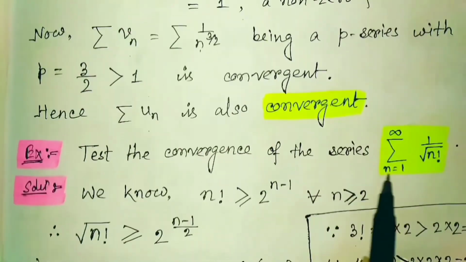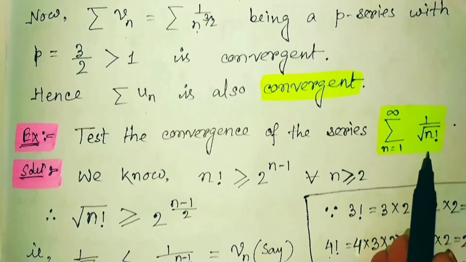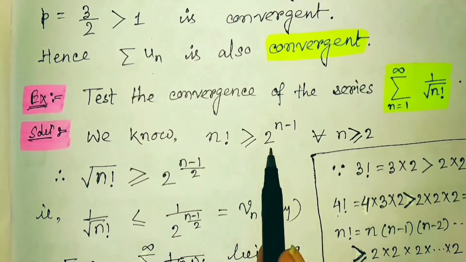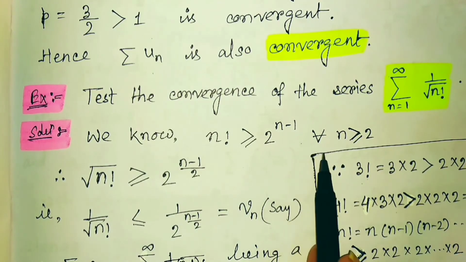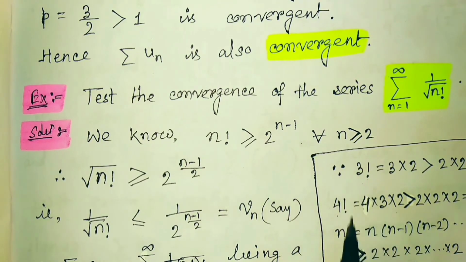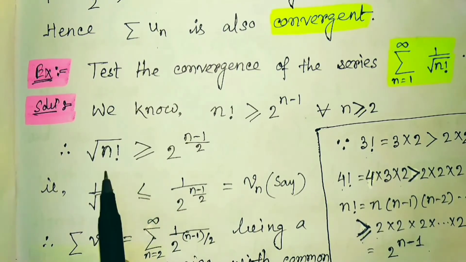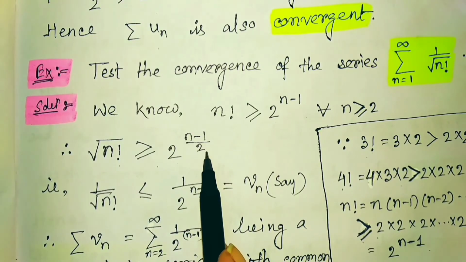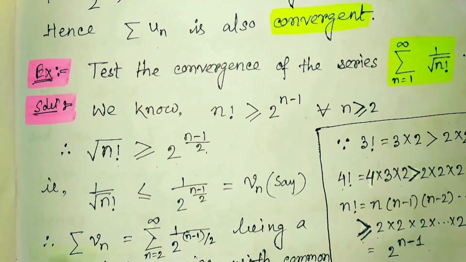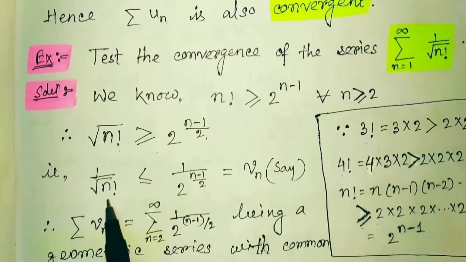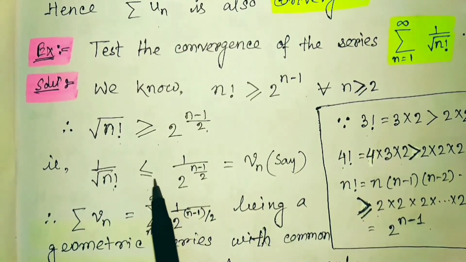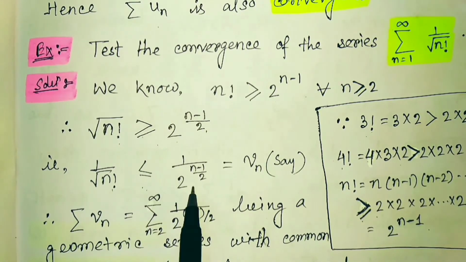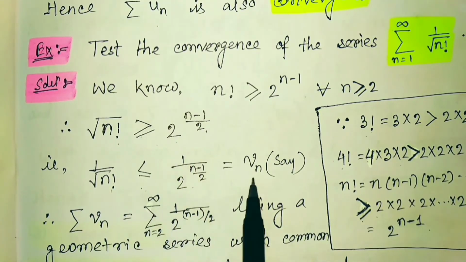So the given series is this one. If we compare accordingly, we can write n factorial is greater than or equal to 2 to the power n minus 1, definitely for all n greater than or equal to 2. Now if we take root on both sides, then we find root over n factorial is greater than or equal to 2 to the power (n minus 1) by 2. Now if we take the reciprocal, then 1 upon root over n factorial is less than or equal to, reciprocal means the greater than is definitely reversed into less than. So that one we will say as our Vn.